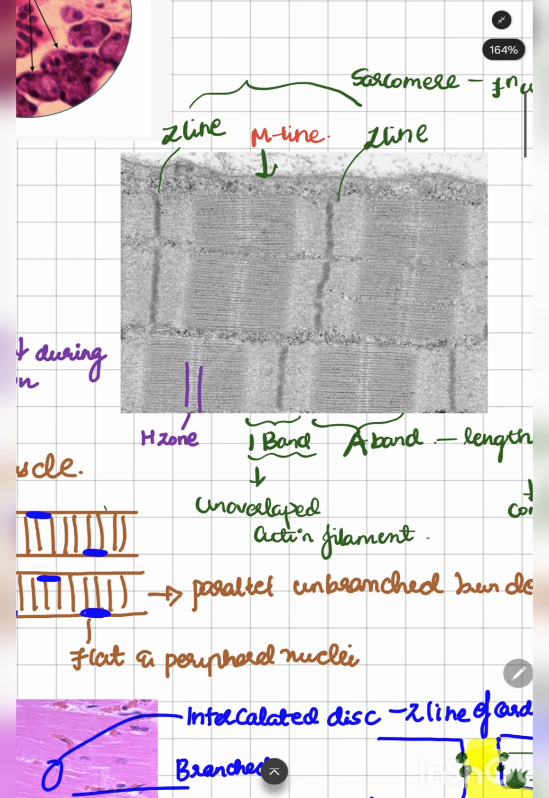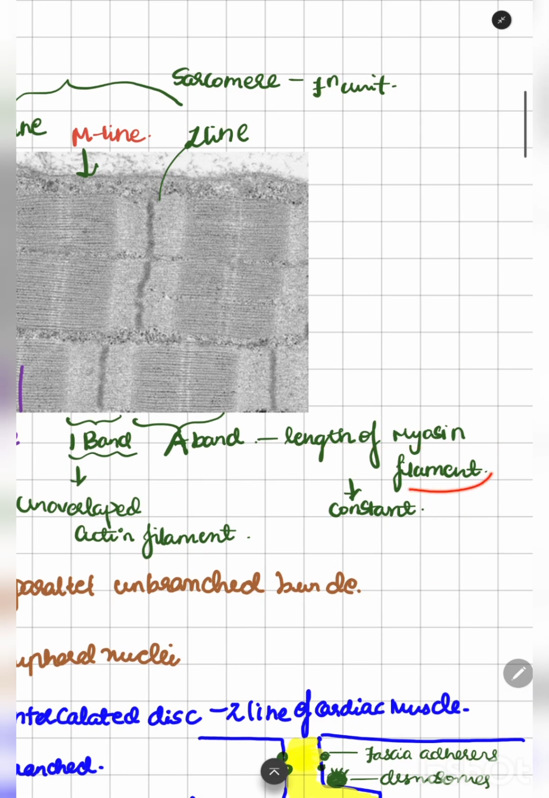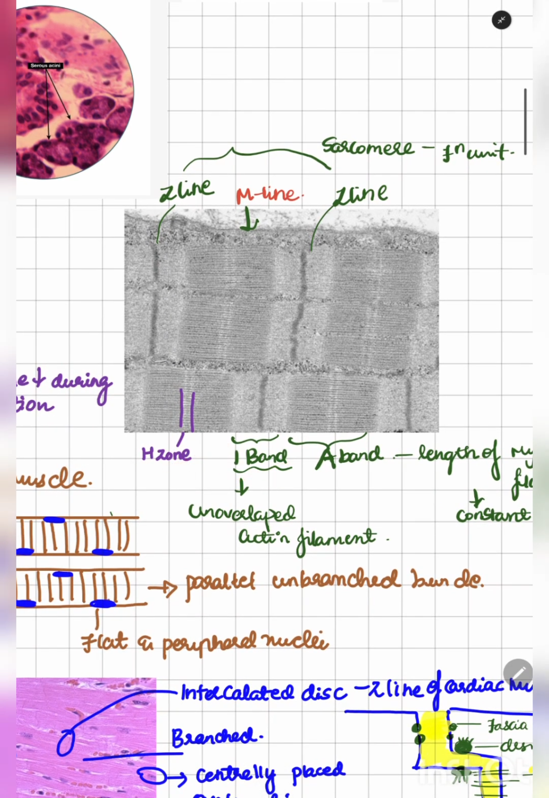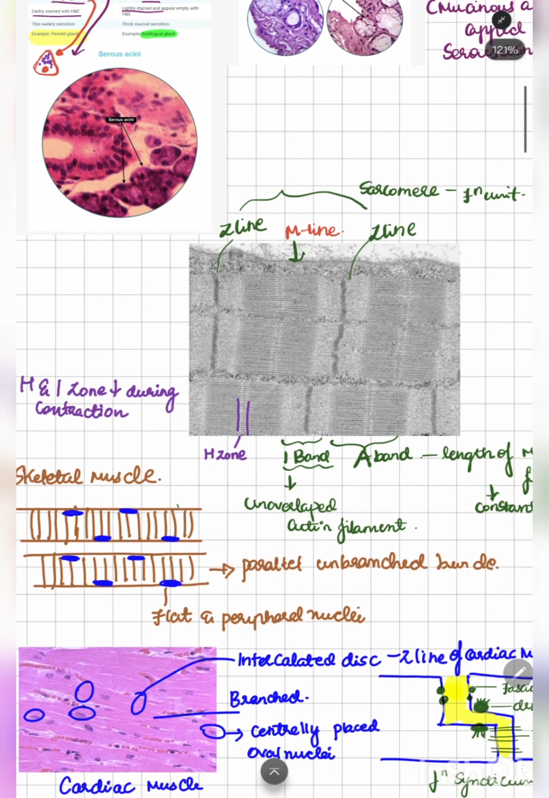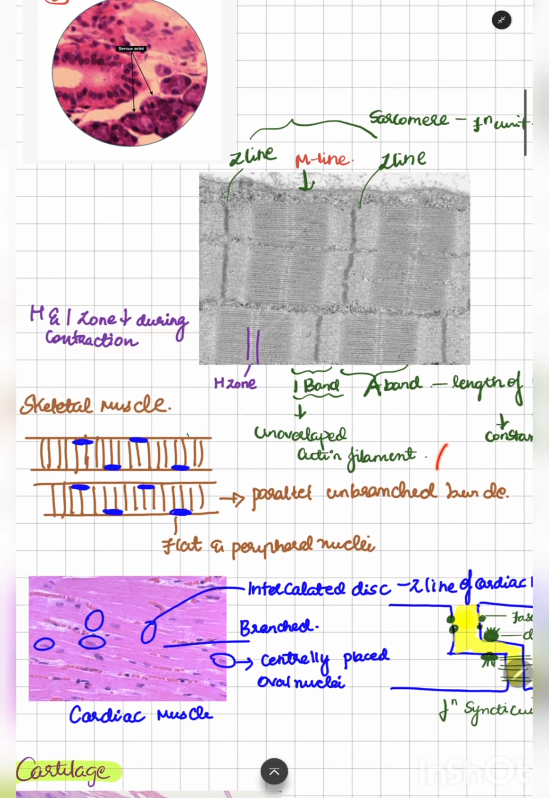And these light bands which you're seeing here are the I band, which basically contains overlapped actin filament. The A band is the one which contains the myosin filament. Remember that the A band will always remain constant during contraction of the muscle, whereas the I band and H zone will shorten during the contraction of the muscle, right? H and I zone will shorten during the contraction, whereas A will always remain constant.